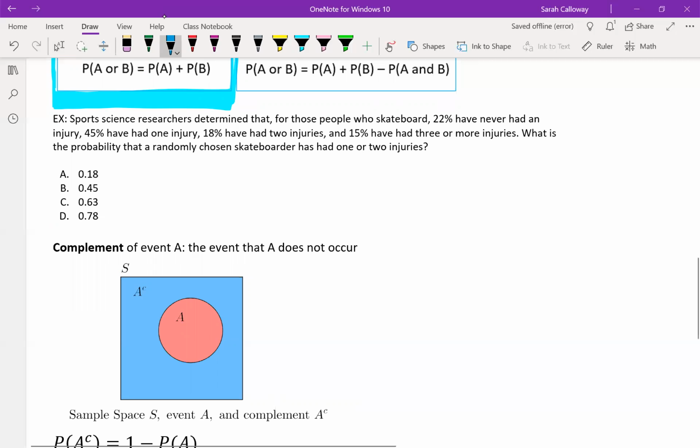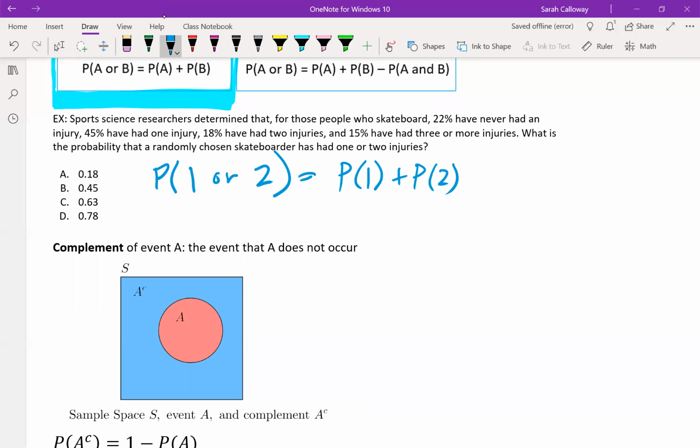Okay, so we want the probability that a skateboarder has had 1 or 2 injuries. And to do that, we're going to take the probability of them having 1 injury and add that to the probability of having 2 injuries. So these are mutually exclusive. 1 and 2 are completely different numbers. There's no overlap between only having 1 and only having 2.